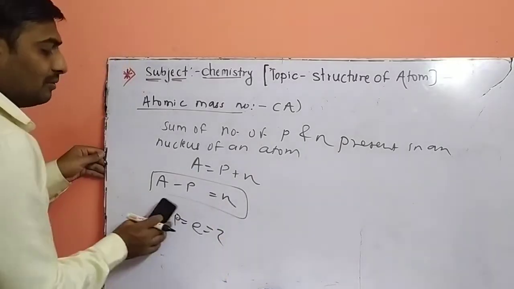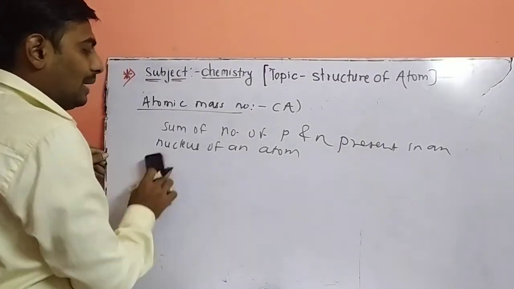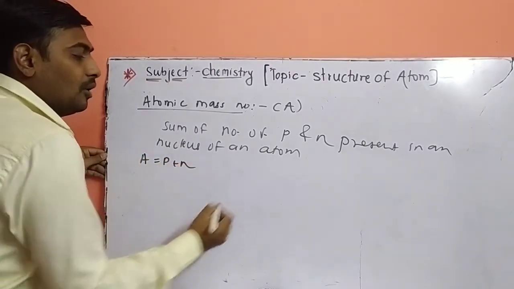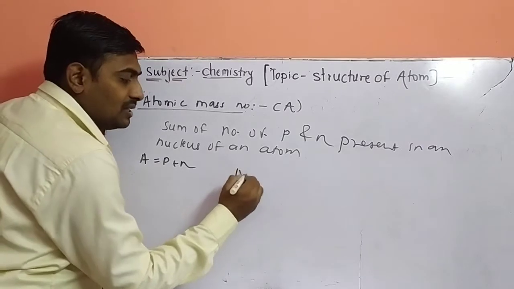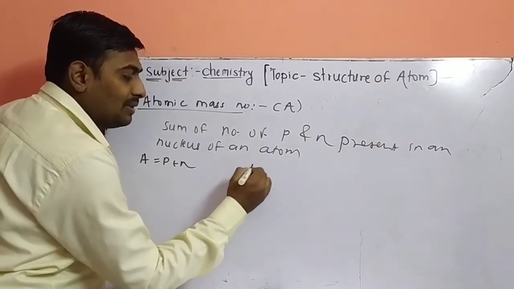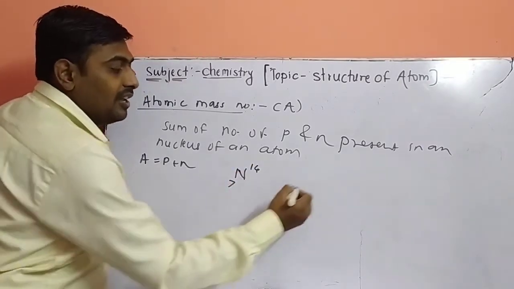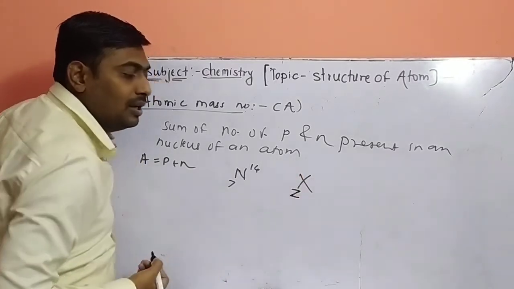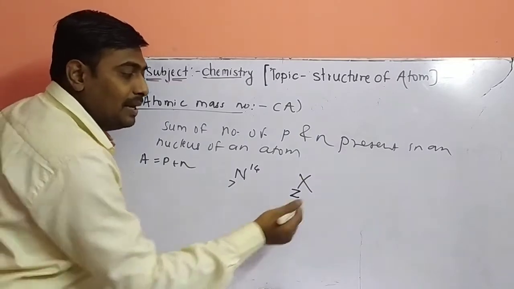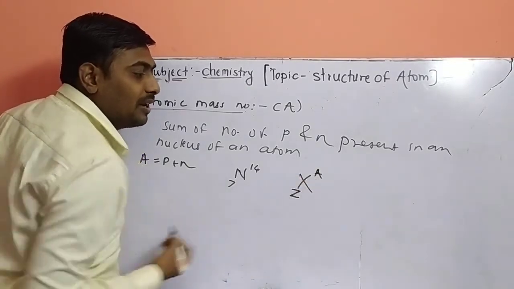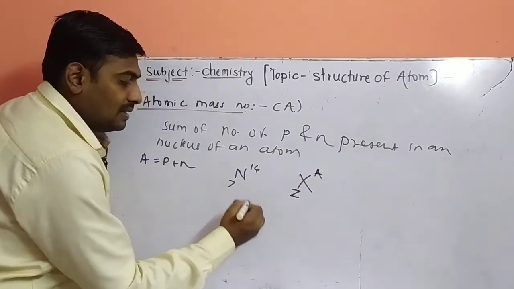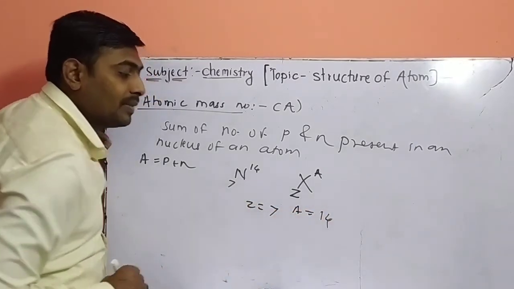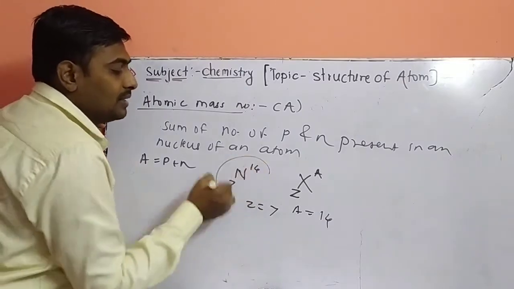If the formula is A equals P plus N, and we have to calculate, take nitrogen as an example: atomic number 7, atomic mass number 14. If X is any element of the periodic table, the atomic number is written on the left-hand side base, and the atomic mass number is written at the top of the element. So what is Z? Z is 7. What is A? A is 14. And we know that this is a neutral species.